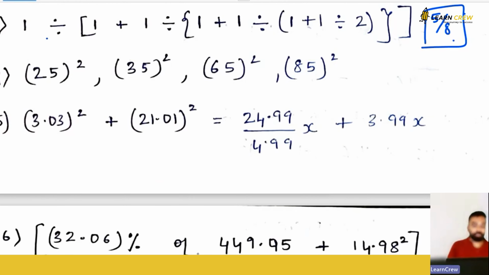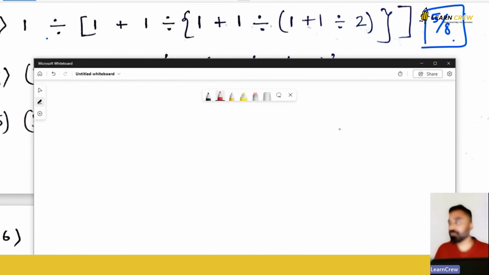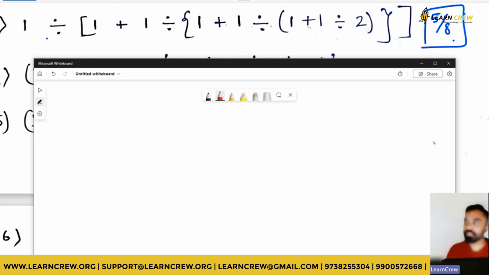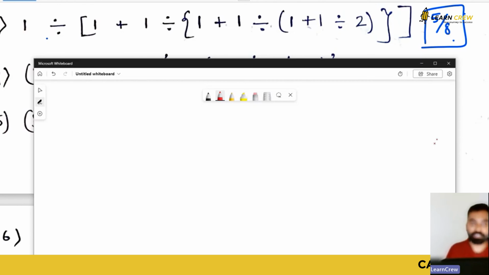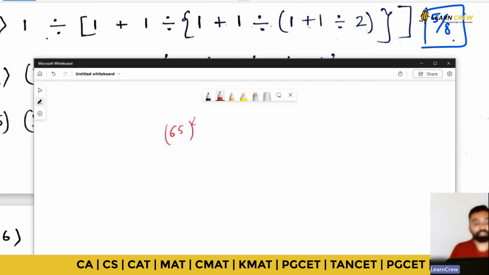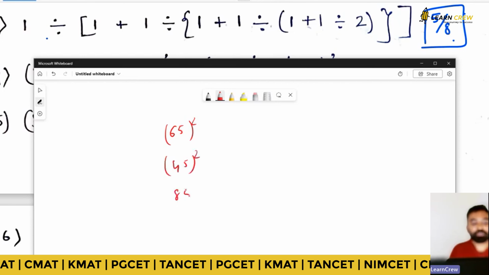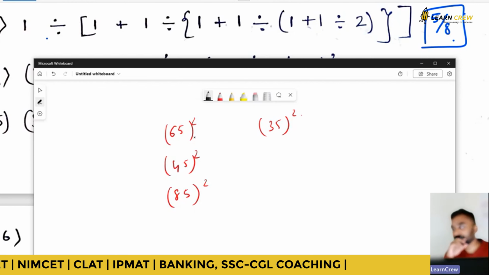Okay, next one. How will you solve whenever you get squares? I had explained a method to find squares, and also methods for when a number ends with 5. Now, immediately let me know all these square values: 65 square, 45 square, 85 square, 35 square. I had explained a method for you.